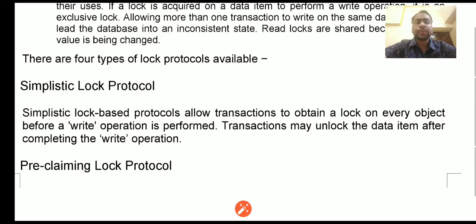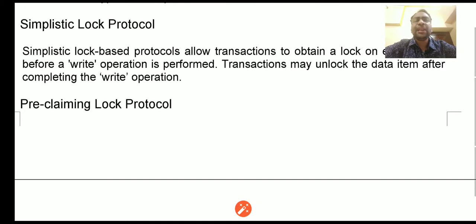That means if a transaction wishes to write on any data set, it has to apply a simple lock. But no lock is required for the reading operation. The next is the pre-claiming lock protocol.